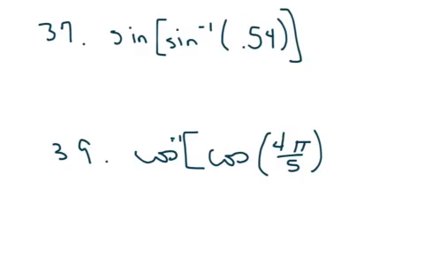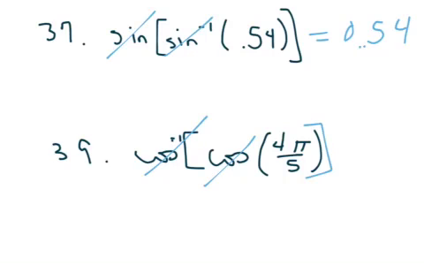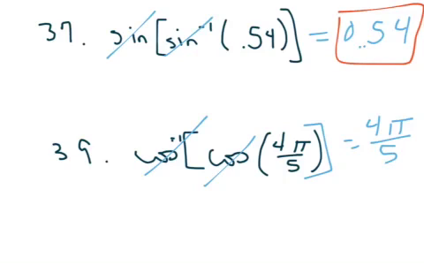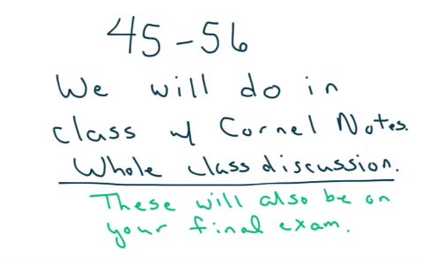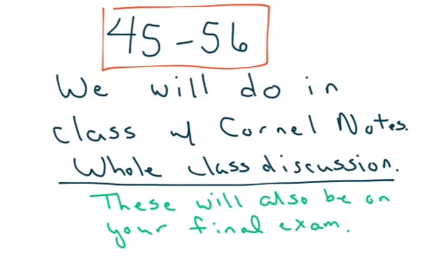These are quite easy. Basically, these cancel out, so you're just left with 0.54. And in this case, those cancel out, and we get 4 pi over 5. So this set is easy. Next set we're going to do in class. This is a very important set.